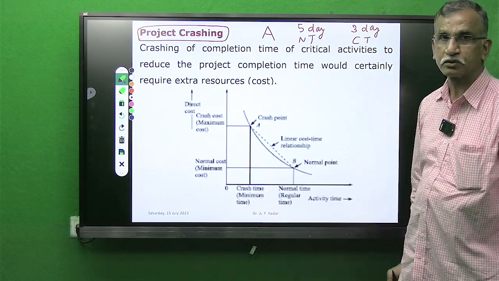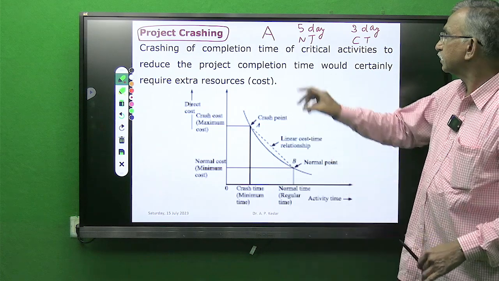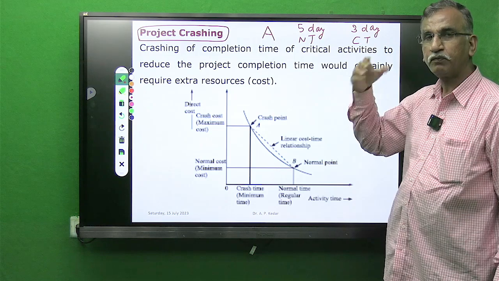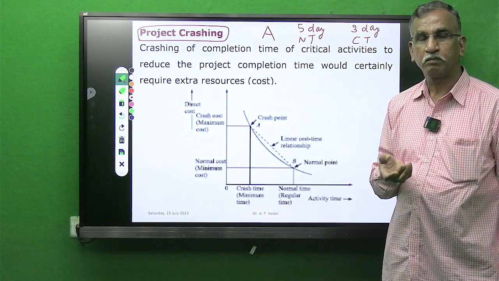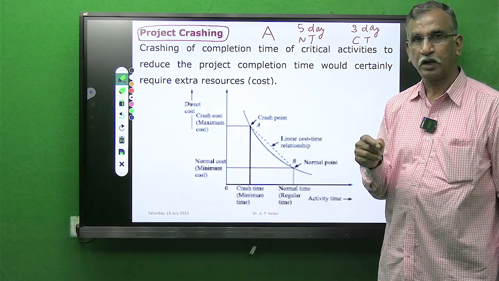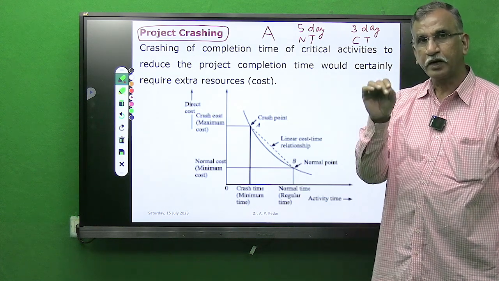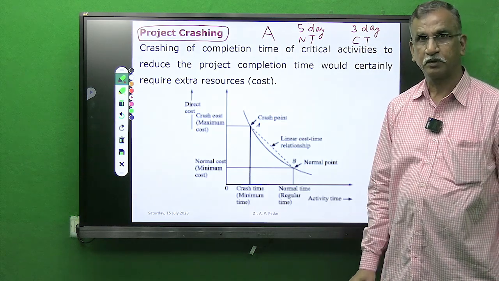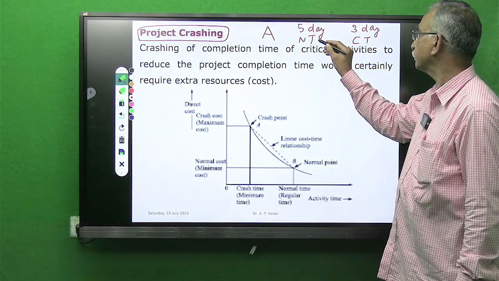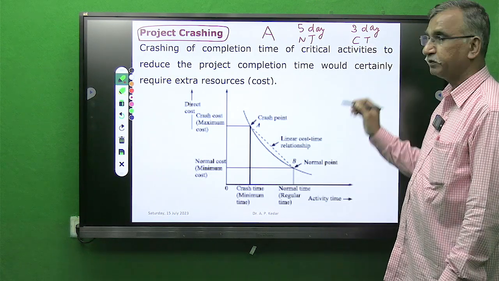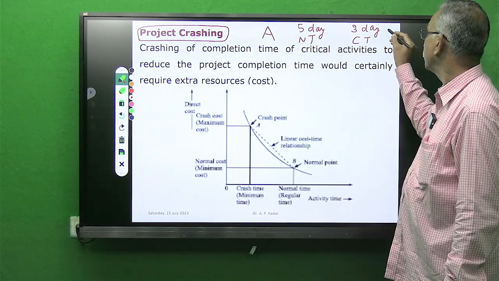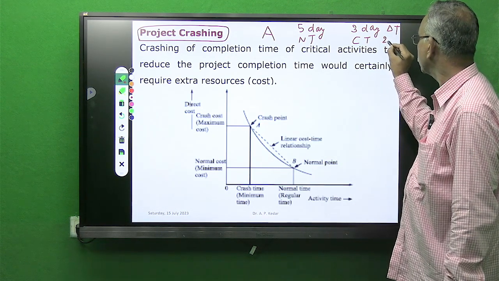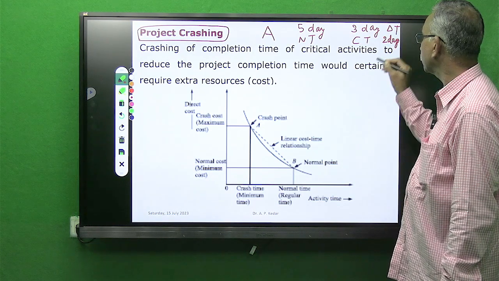This particular concept is called crash time. Here the same activity A needs 5 days to complete, but if I deploy more manpower and more resources, as per the given constraint, and it can be finished within 3 days, that is referred to as crash time. Now you see there is a difference between normal time and crash time. If we find delta t, for this case delta t is 2 days.